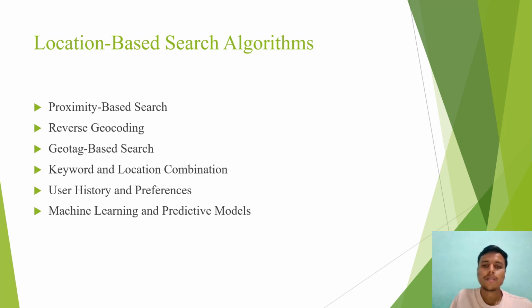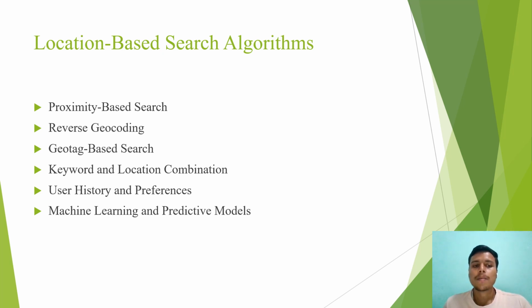There are different algorithms in which location based information retrieval can be done. First is proximity based search. Proximity based algorithms prioritize the location services that are physically close to the user. Next is geospatial queries. This is also an important point. Next is reverse geocoding. Reverse geocoding algorithms convert the GPS coordinates into a human relatable location address.